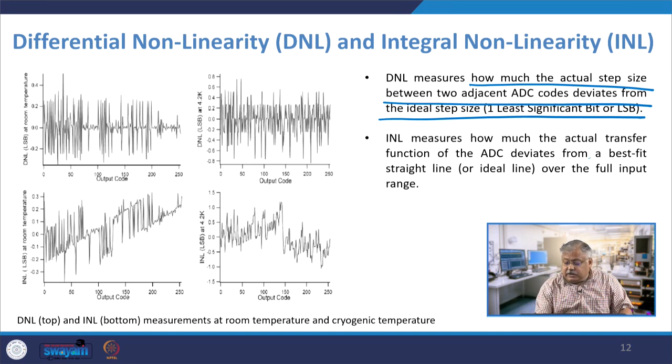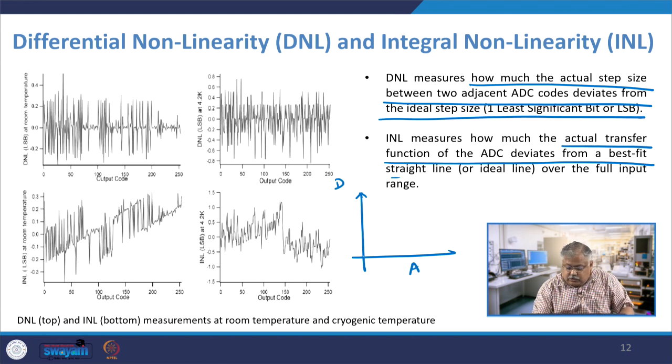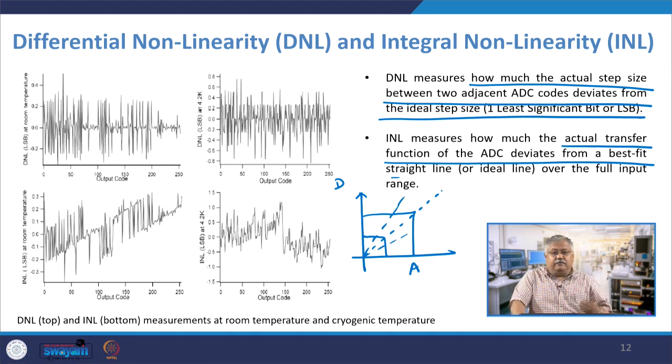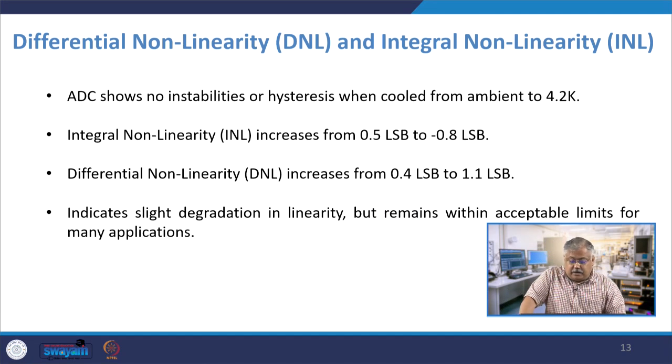What is INL? INL measures how much the actual transfer of the ADC deviates from the best fit straight line. If you plot analog versus digital, I should ideally get a straight line, because for every value of analog my digital should be like this. However, it becomes something like this or something like this, away from the best fit line, and we define that as the INL error, or integral nonlinearity error.